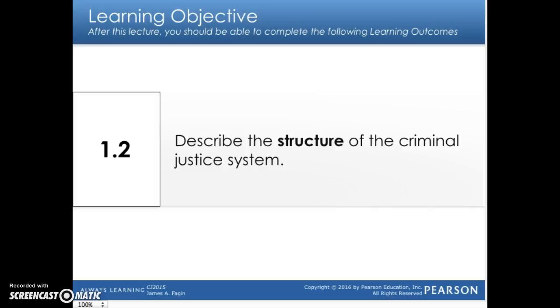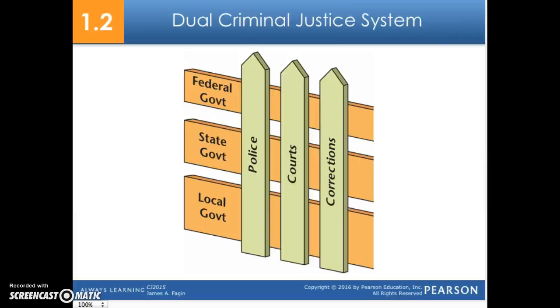I really just want you guys to make sure you understand that in the United States, we have what we call a dual criminal justice system. In other words, we have federal courts and we have state courts. And we have law enforcement at the federal level and law enforcement at the state level. And we have corrections at the federal level and we have corrections at the state level. So know that there is that distinction of our dual court system.